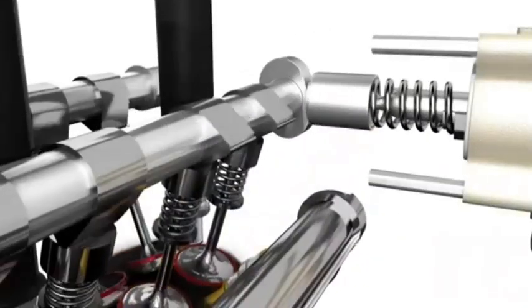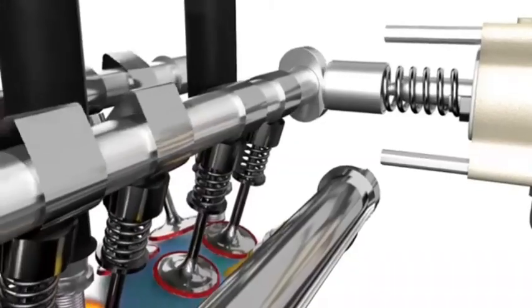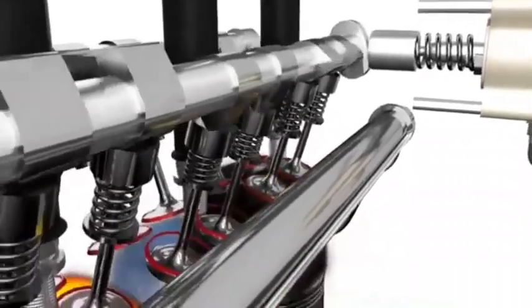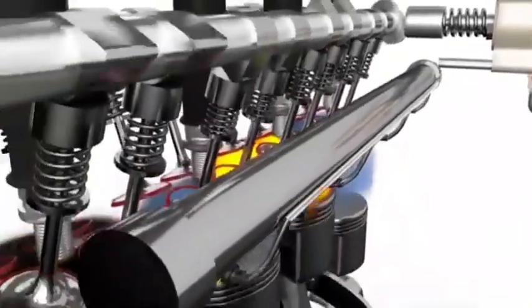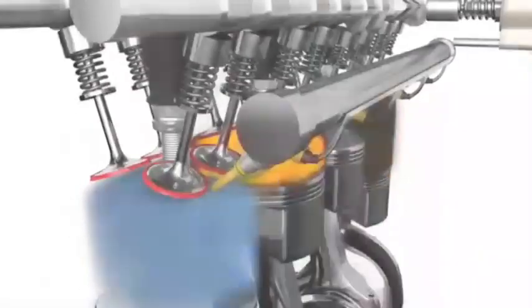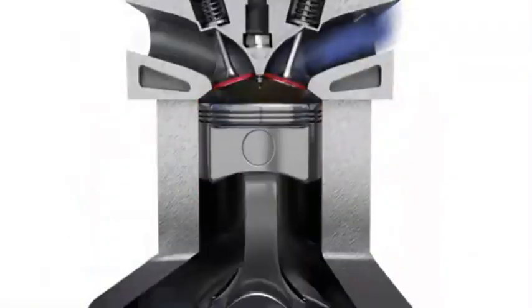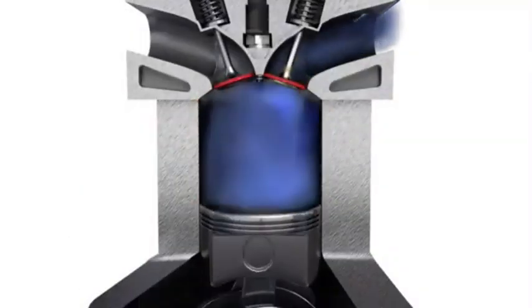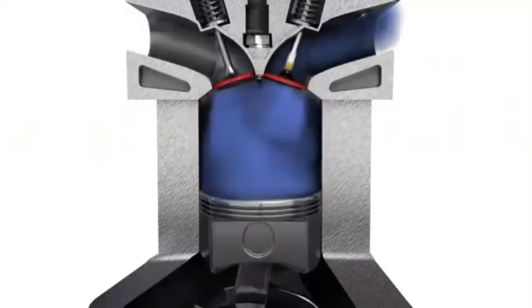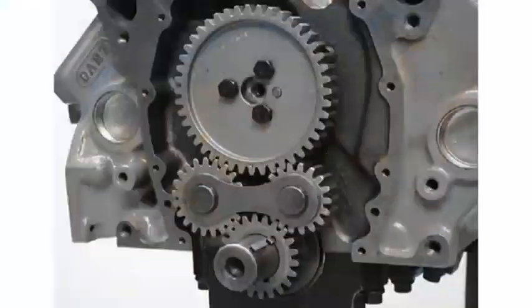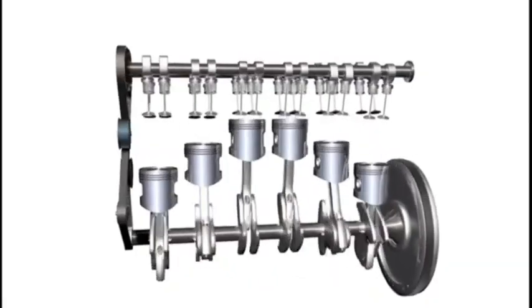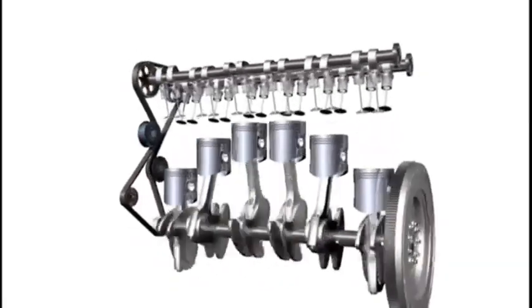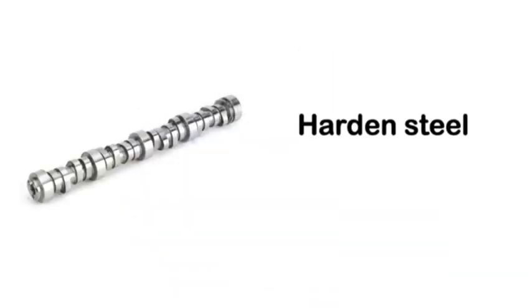The timing of the camshaft is crucial. It must be synchronized with the crankshaft to ensure that each valve opens and closes at the correct time during the intake, compression, power, and exhaust strokes. This synchronization is achieved through any of three types: chain drive, belt drive, and gear drive. The camshaft rotates at half the speed of the crankshaft and is made from hardened steel or cast iron.